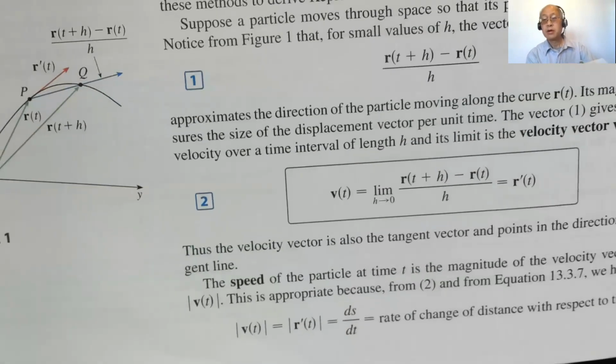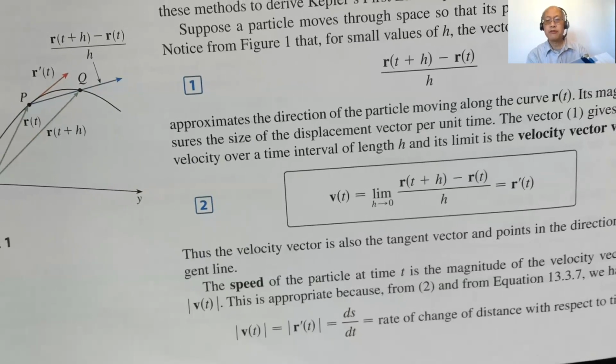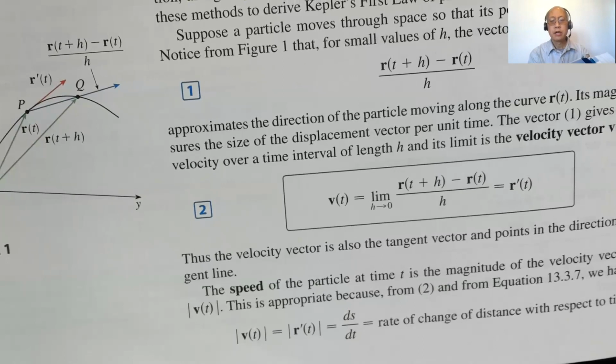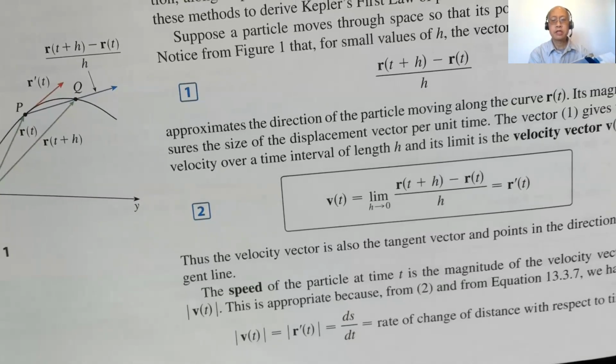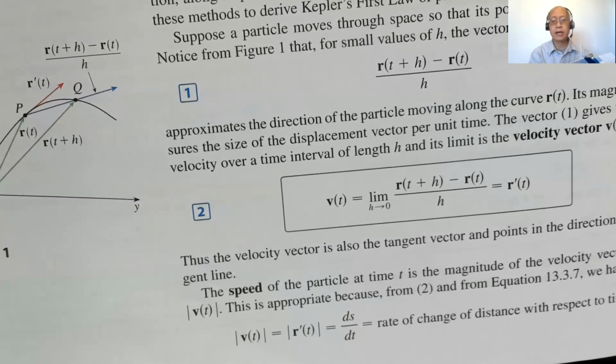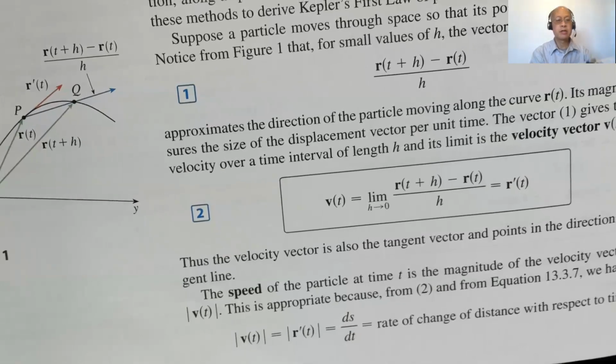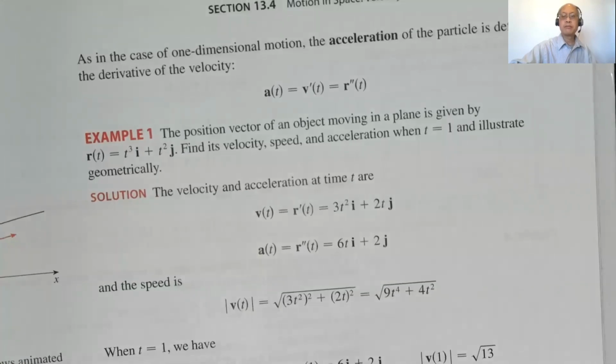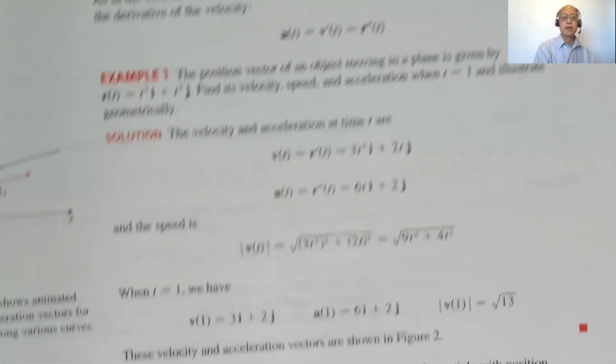Okay, so box number 2, velocity is r prime, the derivative of the position function: limit as h approaches 0 of r of t plus h minus r of t over h. You don't really need that. Just r prime is the first derivative, and acceleration is the second derivative. So page 871, a of t is v prime or r double prime, as we know.